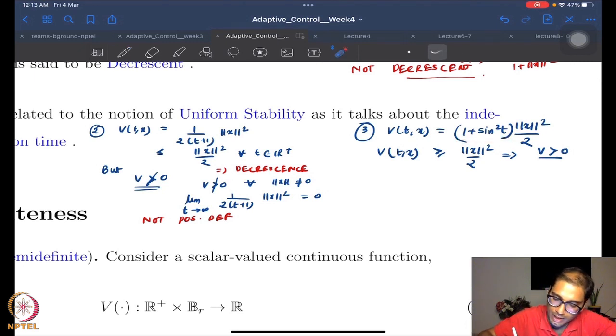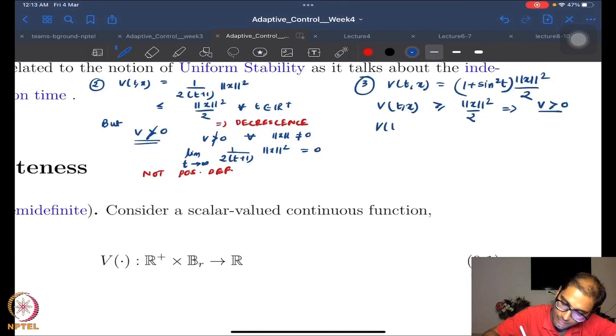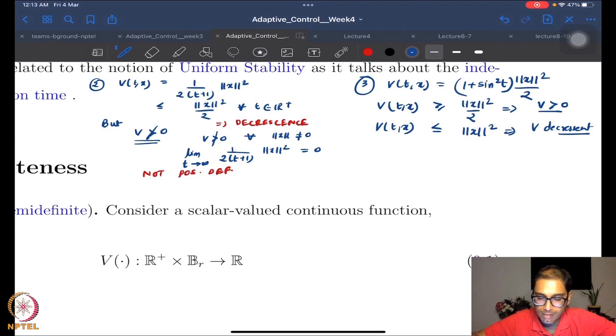Now I also know that this has a largest value. The largest value this can take is 2, because sine squared t is upper bounded at 1. And so this whole thing can at most become 2. So I also know that V(t,x) is upper bounded by norm x squared, which implies V is also decrescent. Why? Because the largest value this can take is 2, so the 2 and 2 here cancel, and that's the largest possible value of this function. So I have bounds on both sides. There do exist functions of both state and time which are both decrescent and positive definite. It's not like one excludes the other.